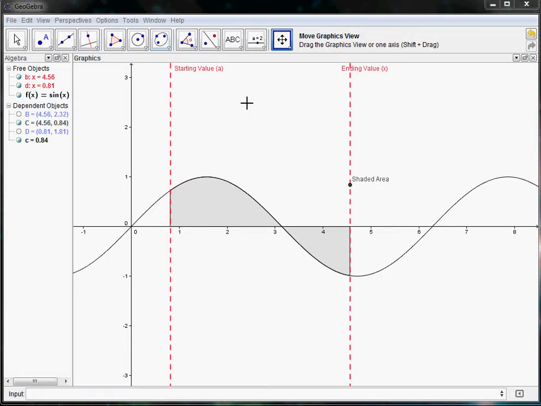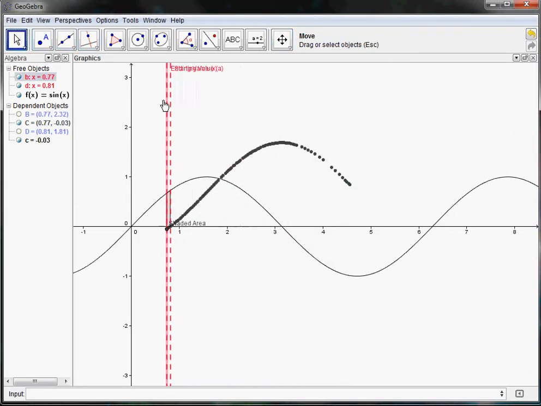So in the fundamental theorem of calculus, it has that starting value of a. That's what this line is. So a right now is, let me see, that 0.81 value. I should change that to an a. So that's 0.81, and the value of x right now is at 4.56, and x is a function, so we can change the value of x. You can see that gives me a graph.